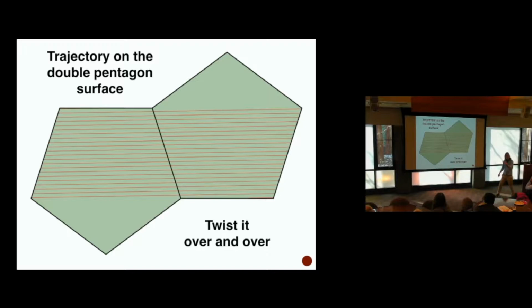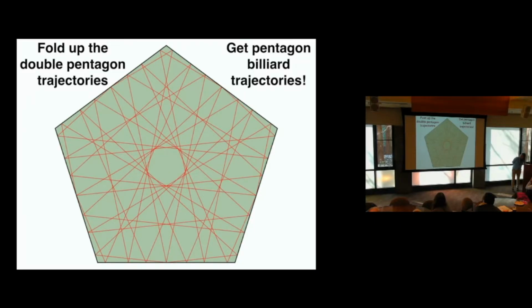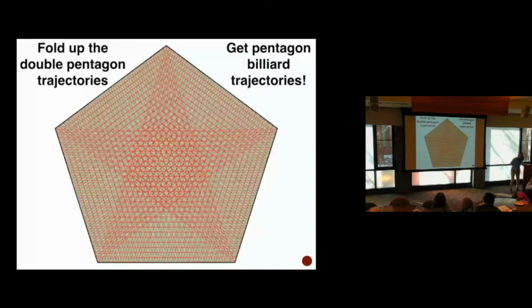Now we're going to take each of these and fold it up into a trajectory on the pentagon to get a billiard trajectory. Ready? Okay, here's the first one. This is the one that I made by doing it once and then doing it 5 times. And here we go. Ready? Aren't those beautiful? So beautiful. How could we not study these? They're so beautiful. So here we get pentagon billiard trajectories.